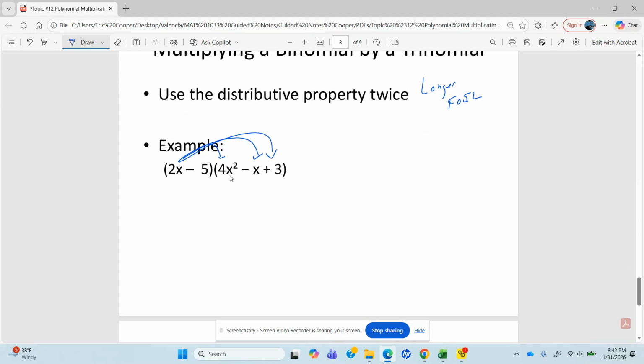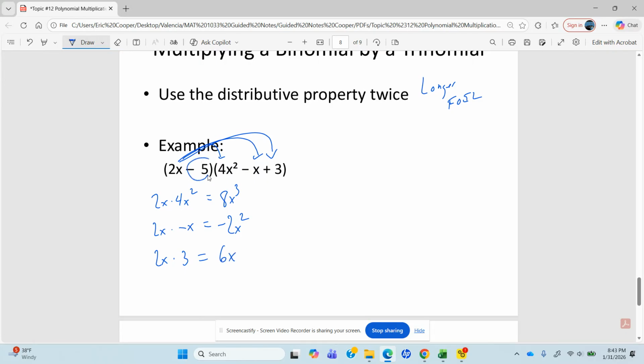So 2x times 4x squared, and then I'm going to have 2x times negative x, and then 2x times 3. When I do those, 2x times 4x squared is 8x cubed. 2x times negative x is negative 2x squared. 2x times 3 is 6x.